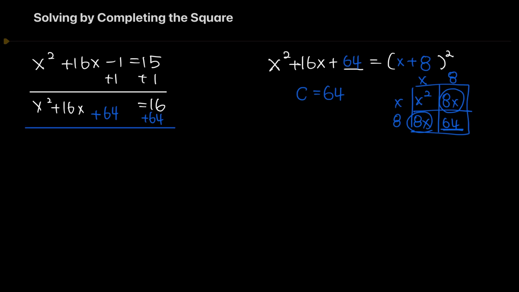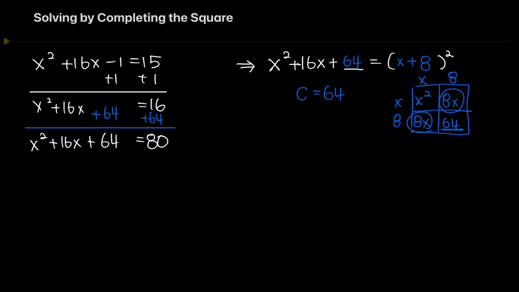So make room for your perfect C, plug in the perfect C, but you have to do it to both sides. That's a common mistake. A lot of times students will only add the 64 to one side, but you have to do it to both sides. So then I have x squared plus 16x plus 64 equals 80. Always have this out, because we're going to be using this again.